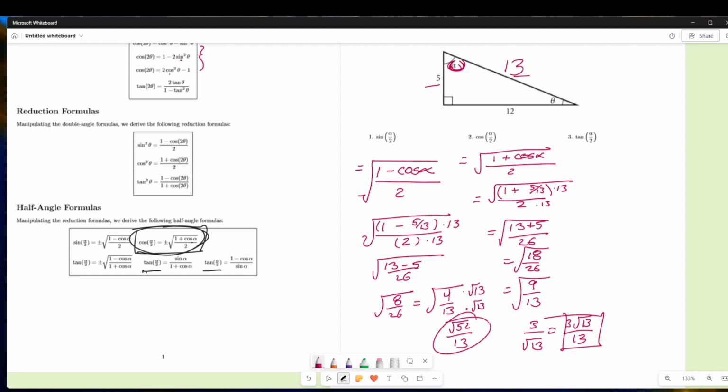Once you have the tool, it's just simplifying it. All the trig happens here. Really, all the trig happens here. Just applying that formula. The rest of it is just simplifying.